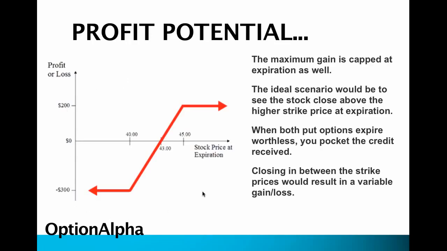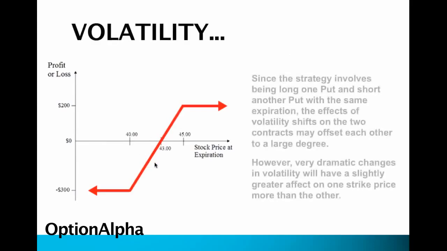With a credit spread, or any option strategy where you receive a credit initially, you do want all of those options to ideally expire worthless, in which case you keep 100% of that credit. Closing between the strikes, though, results in variable gains or losses. If we close anywhere along this diagonal line here, you could have a loss or you could have a small gain, either one.